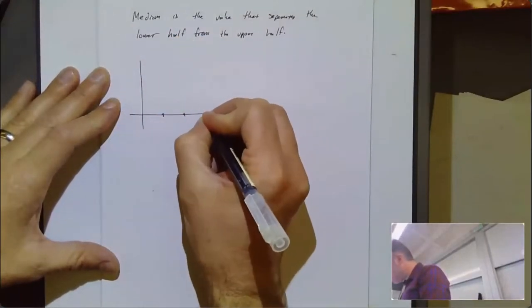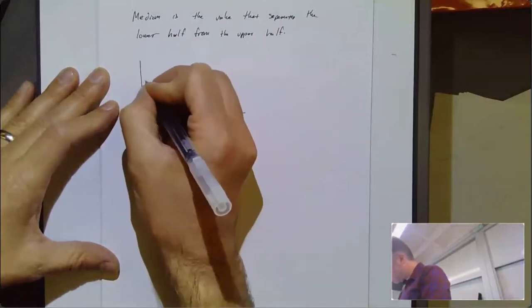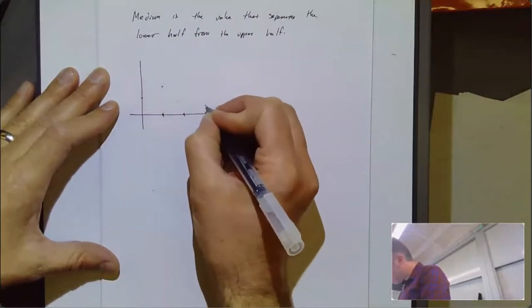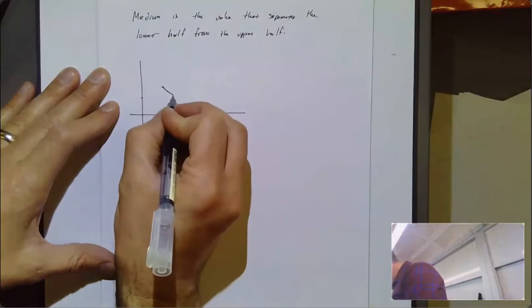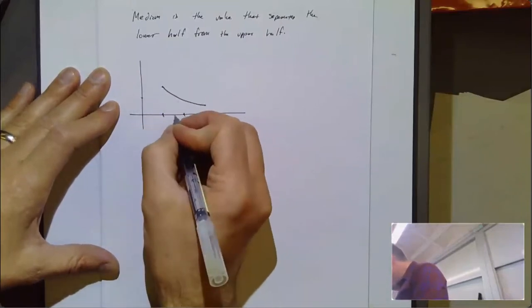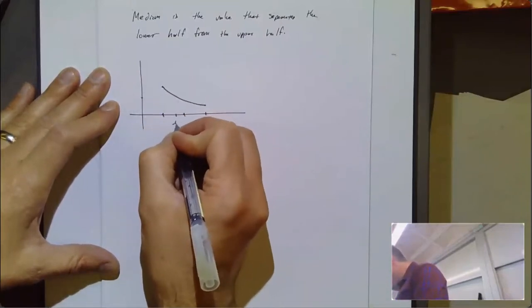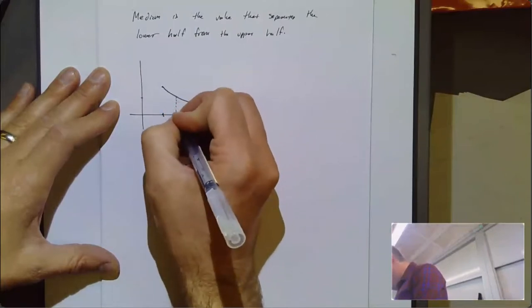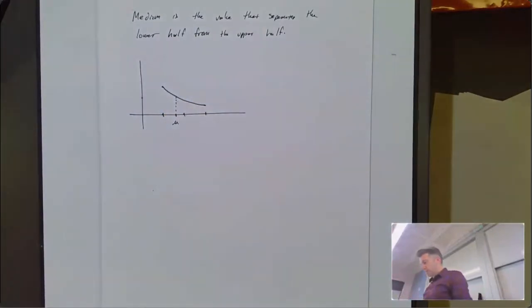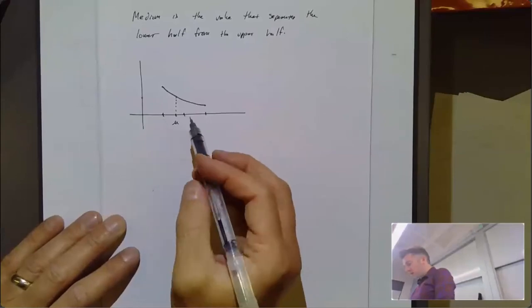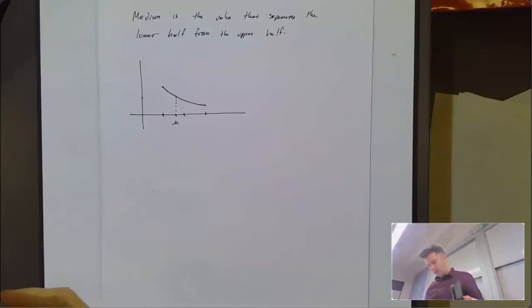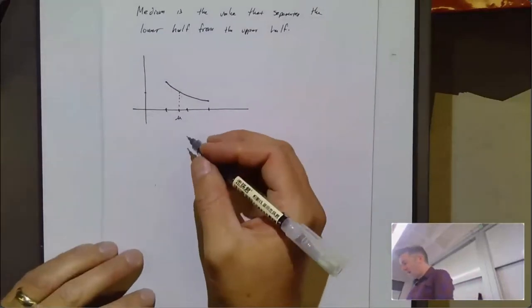1, 3, right? So before, our mean is about there. But now what we're looking for is the place where half the data is below and half is above.